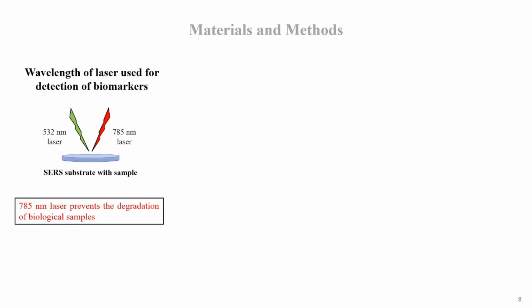I had to use two different wavelengths. When I used 532 nanometer, I could observe that the sample was getting degraded because, as we all know, 532 nanometer has a higher laser energy compared to the 785. So when I use 785, it could prevent the degradation of the biological samples.